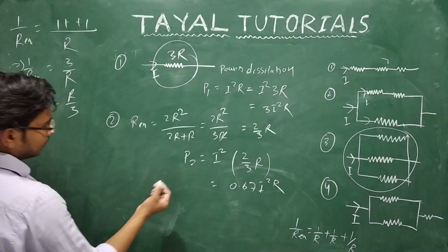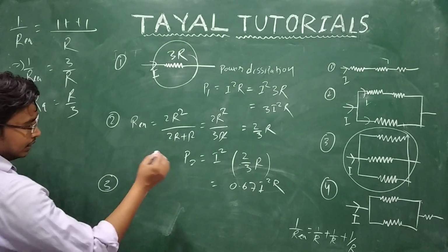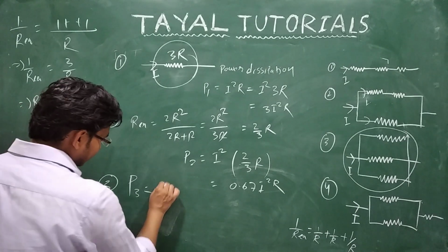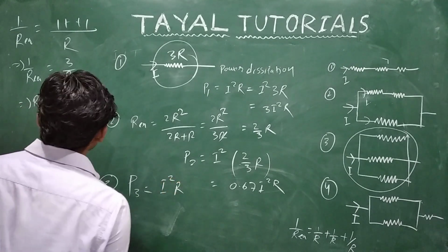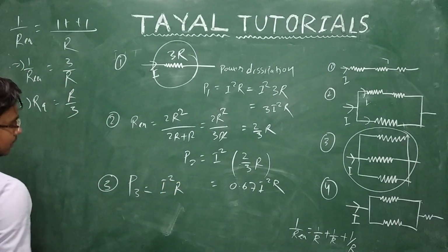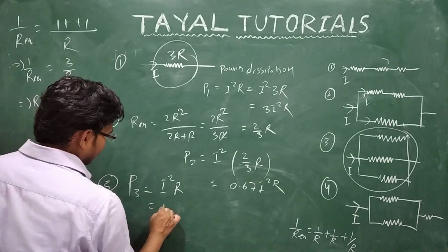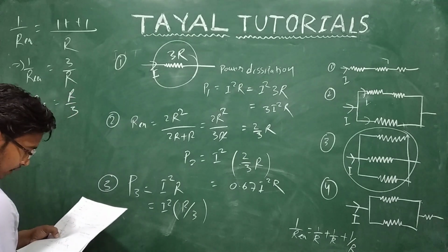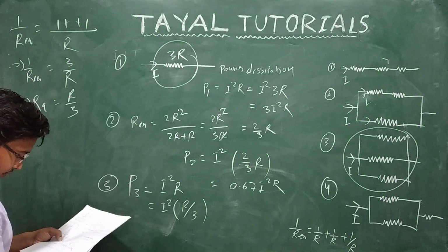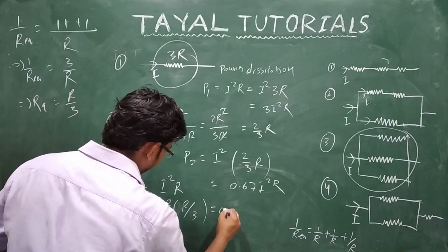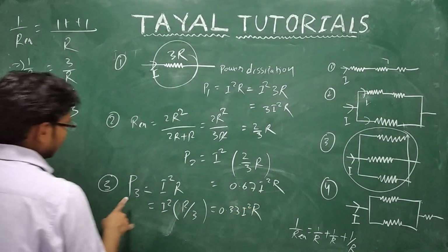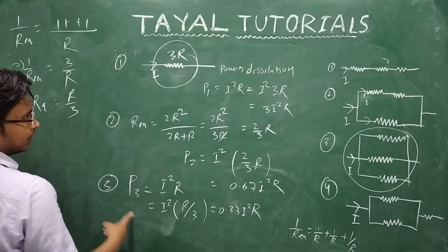Now get the power dissipation. Let's say P3 is equal to I square R, and R equivalent is R by 3. So I square into R by 3. This is your 0.33 I square R. Now this is P1, P2 and P3.